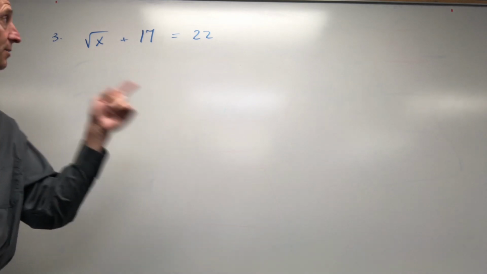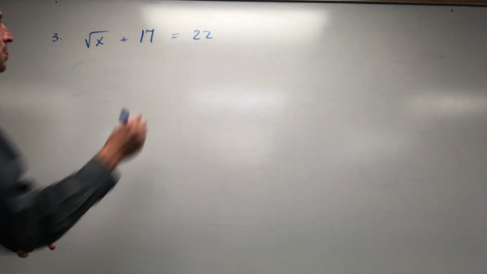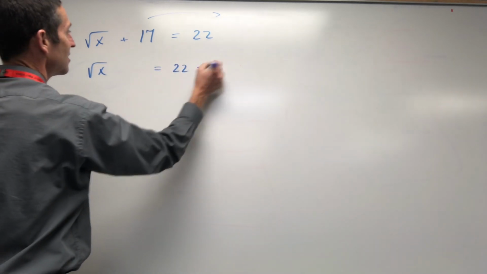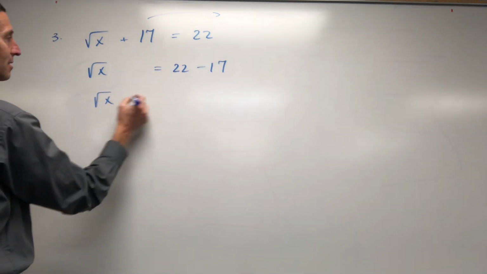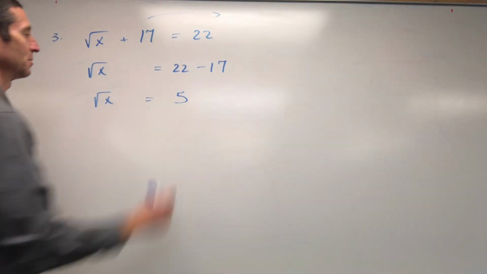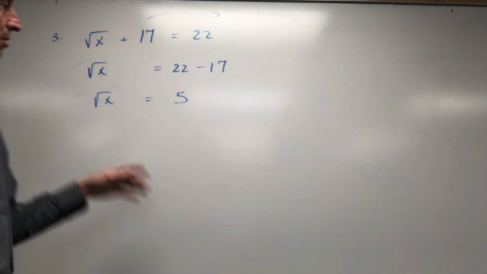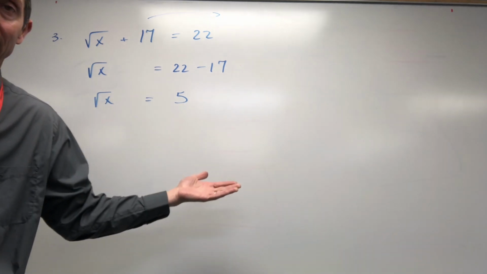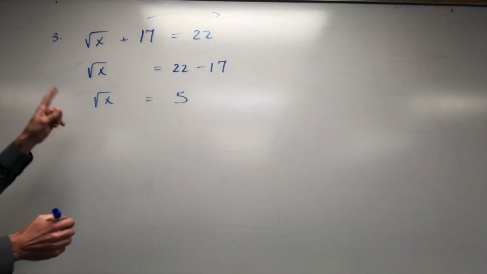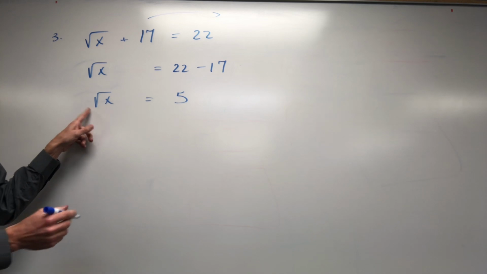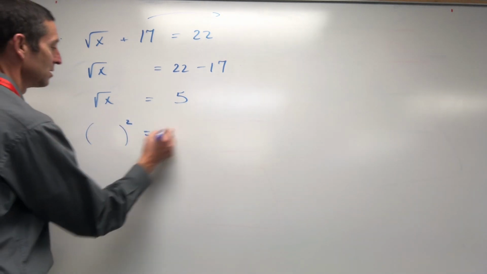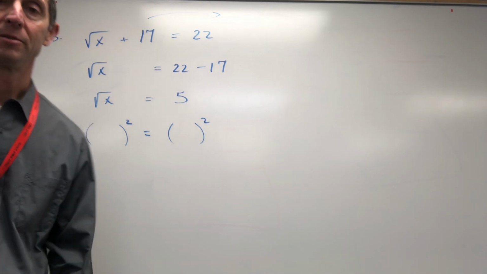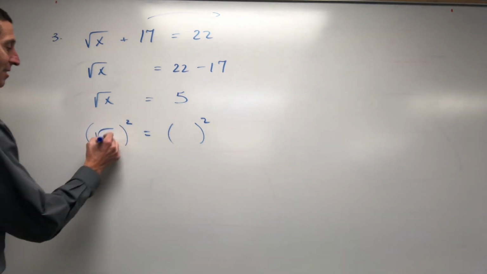So grab that 17, ship him out. 22 minus 17, that's just going to be 5. So when you get to here, your x has this square root around it. Like, I don't want a square root around it. How do I get rid of it? Here's the trick. If it's a square root to get rid of, you can square both sides. It's a cool move. So square both sides.